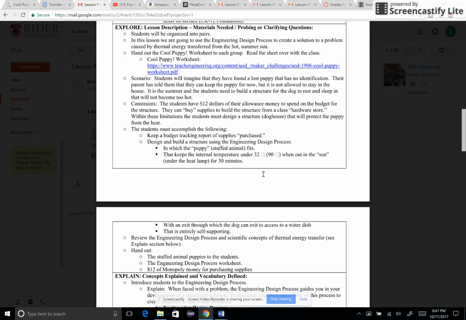So in this scenario, students will imagine that they have found a lost puppy that has no identification. They bring this puppy home and their parent tells them that they can keep the puppy for now, but the puppy's not allowed to stay in the house. So it's summertime and the student has to create and build a structure for the dog to rest and sleep in that will not become too hot in the summer heat.